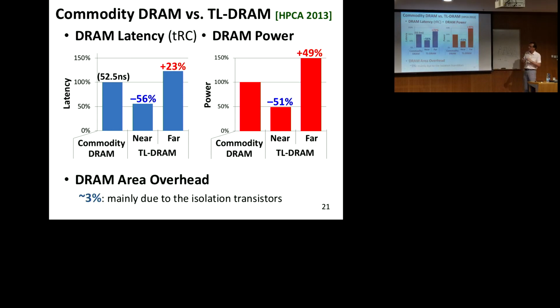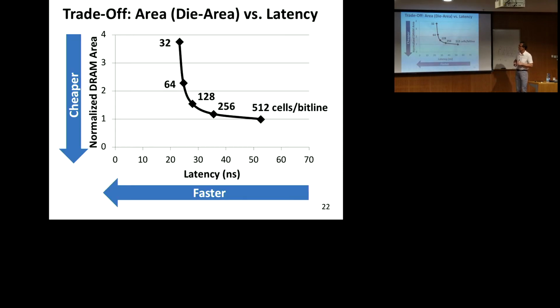And the DRAM area overhead is actually high. Manufacturers don't like this sort of area overheads. But maybe they should change their mindset a little bit also. It's not as bad as the reduced latency DRAM, for example. OK, so this is the trade-off, basically. We want it to be here. Near segment gets us here. But the far segment puts us back.